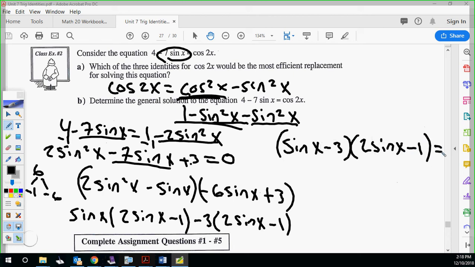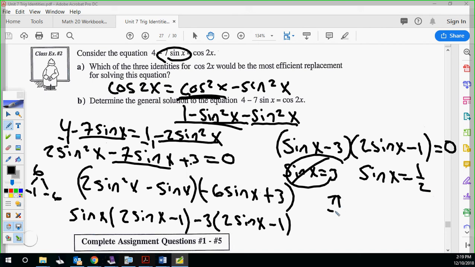All right. Whole thing equals 0, right? What do we know about that one? Sine x equals 3. Can't do that one. No good. Sine x never 3, just like we said in the last problem, the previous one where it was 2. The other sine x needs to be 1/2. Where is sine x 1/2? Pi over 6 and 5 pi over 6.